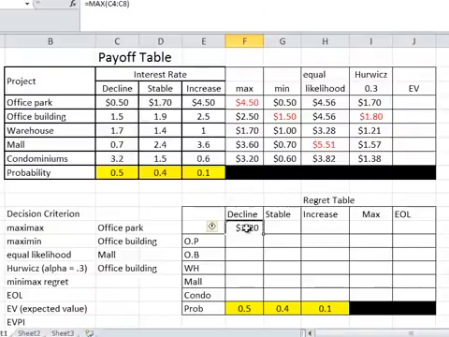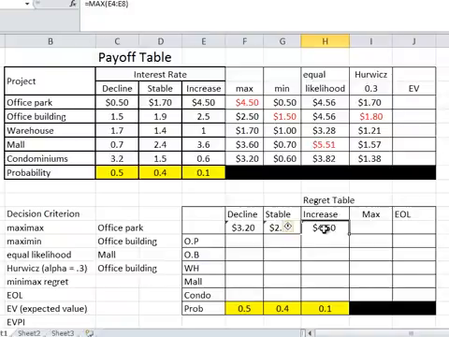Similarly, we are going to find the maximum payout under the other 2 states of nature, interest rate being stable or interest rate going up. Okay, now we know that if the interest rate goes down, the best possible thing we can get is $3.2 million. Similarly, if interest rate remains stable, the best we can get is $2.4 million. And if interest rate goes up, the best we can get is $4.5 million.